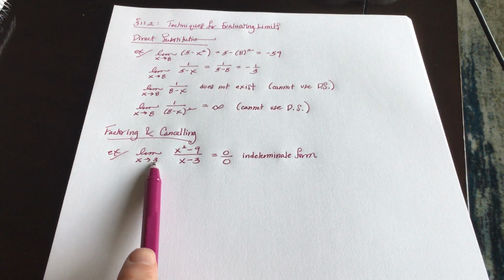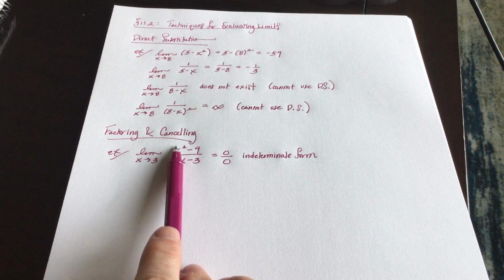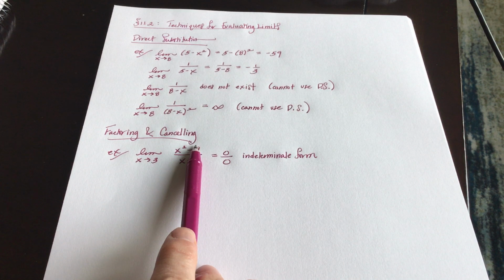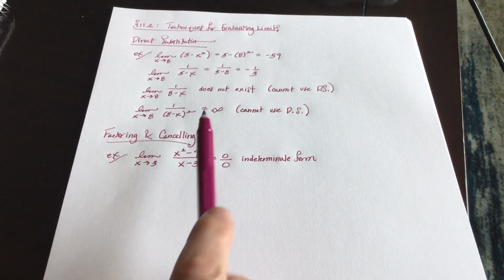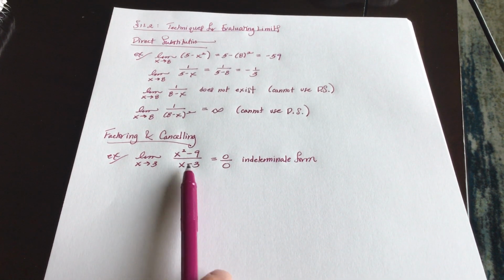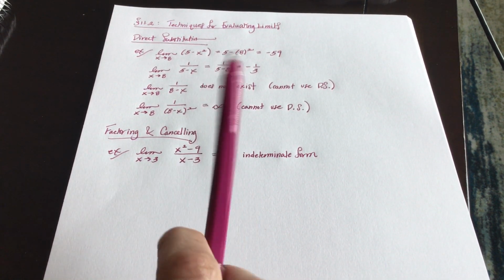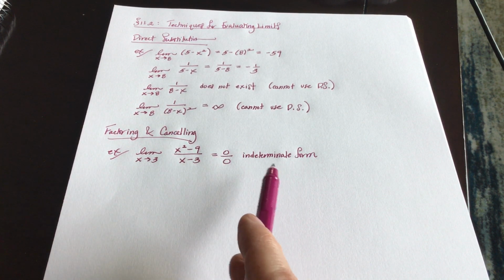Remember, we're not actually talking about what happens right at 3. We're talking about what happens when you're infinitely close to 3. So you have a number on the bottom that is approaching 0, and a number on the top that is approaching 0. It turns out, in this case, the number on the top is approaching 0 6 times faster than the number on the bottom. So your answer in this case is going to end up being 6.